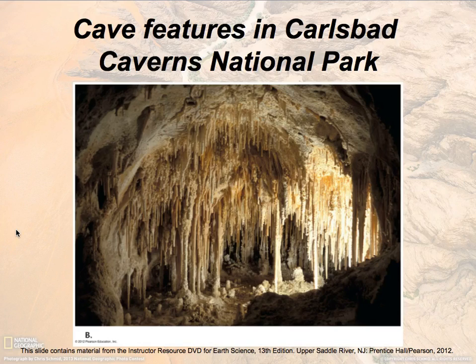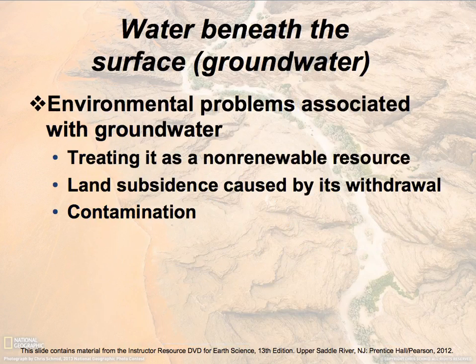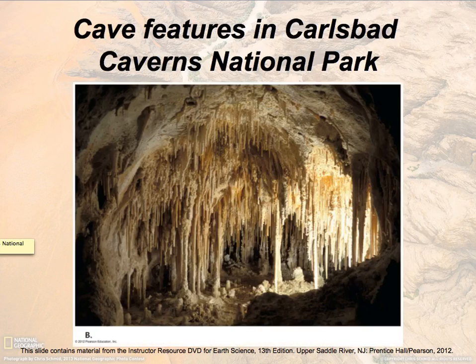This is a picture from Carlsbad Caverns of stalactites from the ceiling and stalagmites from the ground up. These are formed by waters that are dripping and forming these amazing features.